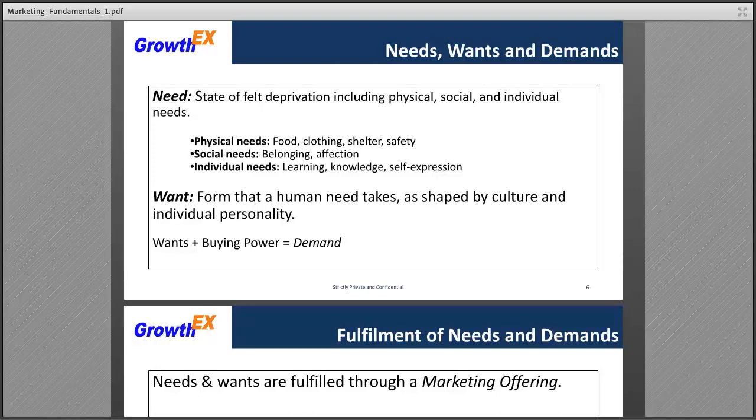Now, needs can be categorized into physical needs, which cover your food, clothing, shelter, safety. Needs could be social needs, where I want to be loved by everyone, where I want others to be affectionate towards me, because I as a human being love to be loved. Third could be certain individual specific needs. These could be around learning, knowledge, self-expression, and confidence.